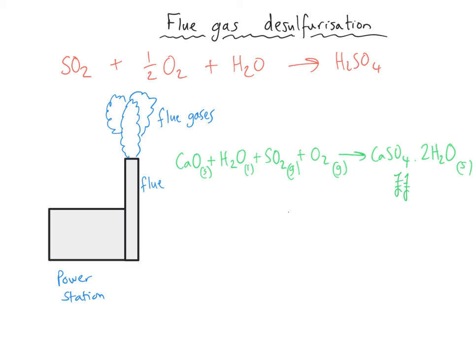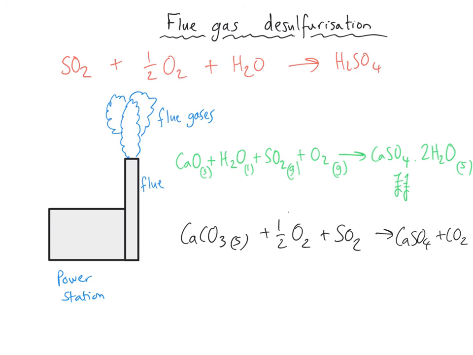Alternatively, instead of using lime, we can use calcium carbonate or limestone, which is actually a little bit cheaper, and a similar reaction happens. The calcium carbonate reacts with oxygen and it reacts with sulfur dioxide, and we end up making calcium sulfate and carbon dioxide.